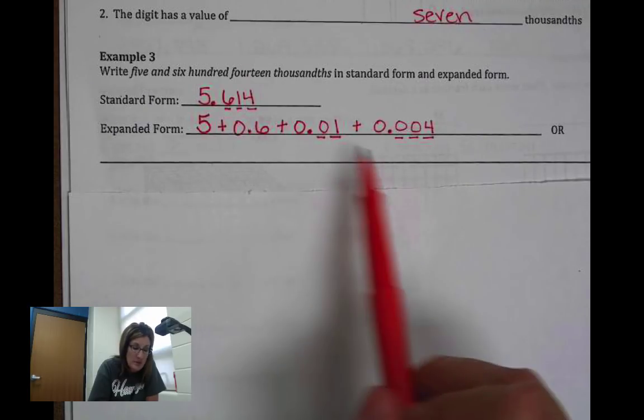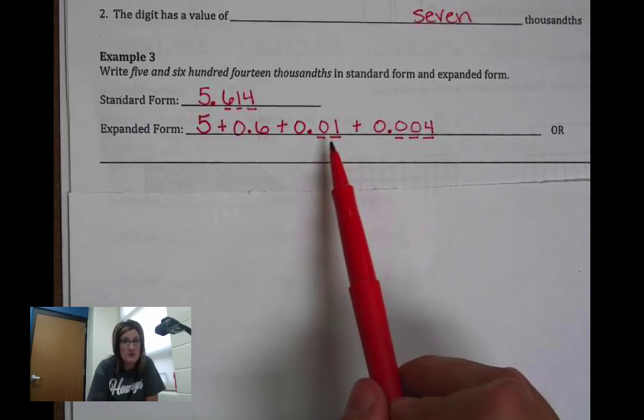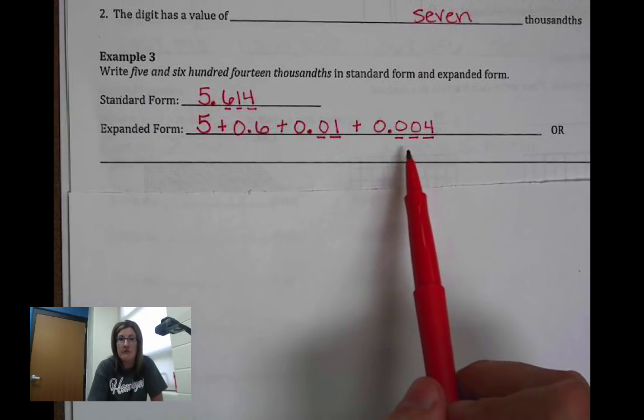Well, that's a totally different number because you're adding these all up. This needs to be 1/100th, not 1. This needs to be 4 thousandths, not 4.